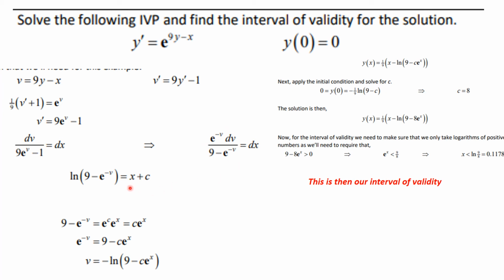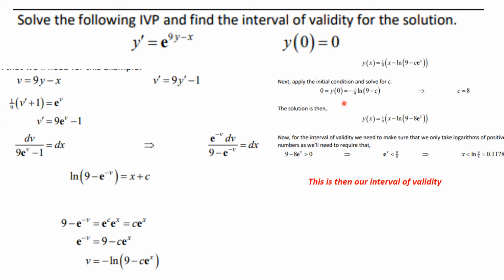So we integrate both sides getting this, and then we exponentiate both sides getting this. Notice that we're starting to play very fast and loose with the constants. This c is really e to the c. We solve this then for v. We find that v is equal to minus the natural logarithm of 9 minus c e to the x. Now we replace v with what it is in terms of x and y, and we solve, and we get this expression.